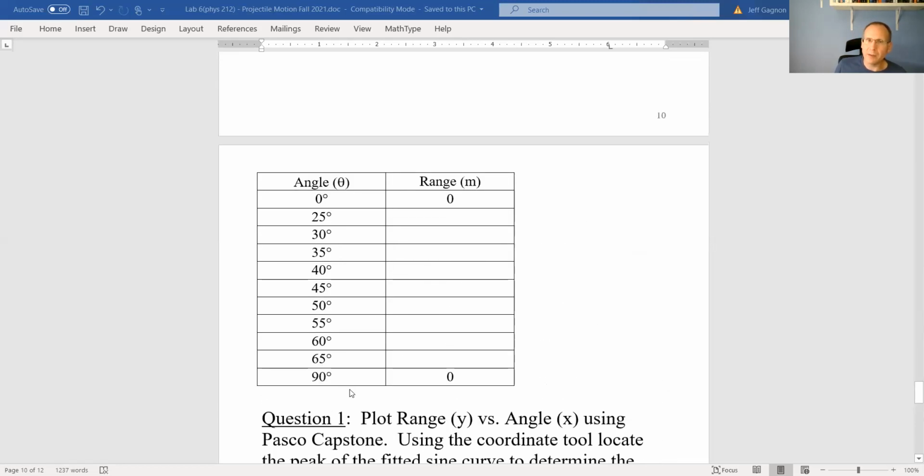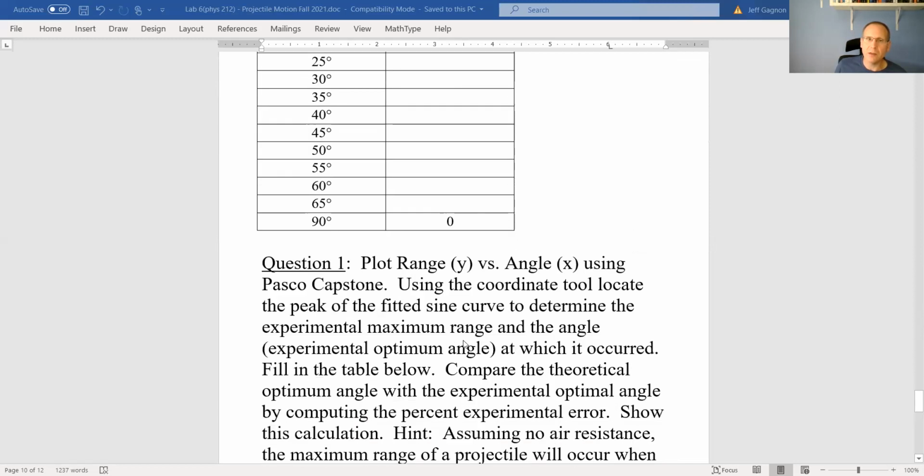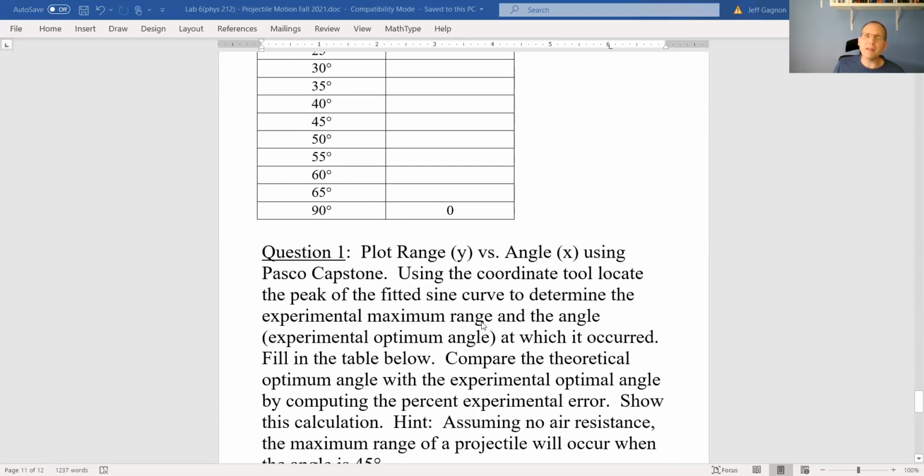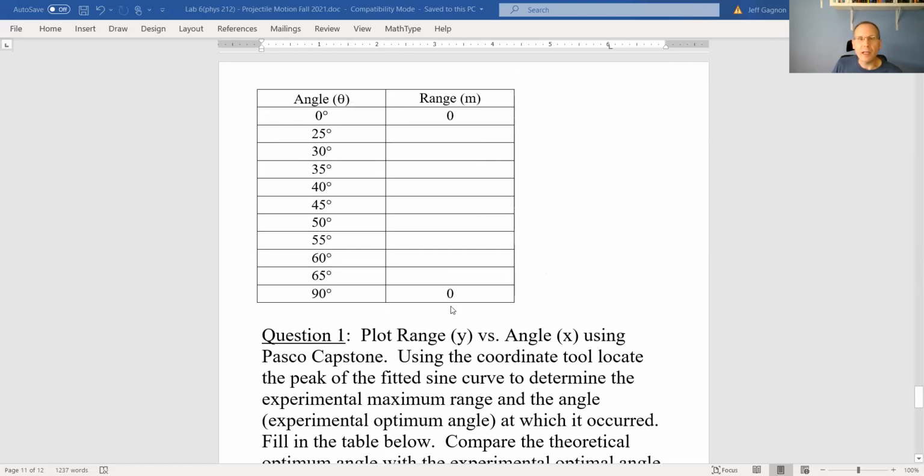It doesn't come from the lab manual. This is part of the simulation. So you want to answer these questions though, but they're very similar to the other questions that you previously answered from the lab manual. I want you to plot range versus angle again using Pascal capstone. Fit it with a sine wave, use the coordinate tool to find the maximum range experimental and the angle at which it occurred.